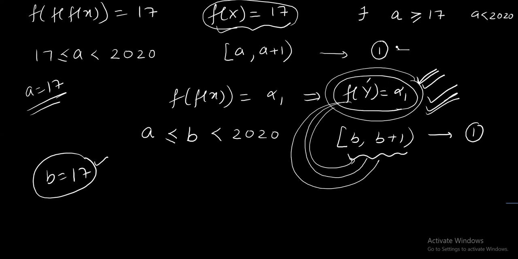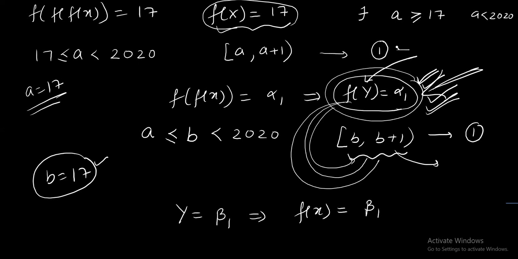But still the question is not solved because till now I have solved it only for capital Y, not for x. It was a 3 times composition. So now let us continue and proceed. Assuming that for b equal to 17, the solution is beta 1. We had taken it earlier also as beta 1. So I'm solving it for y equal to beta 1. What do I mean by y? It means we have taken f of x equal to beta 1.